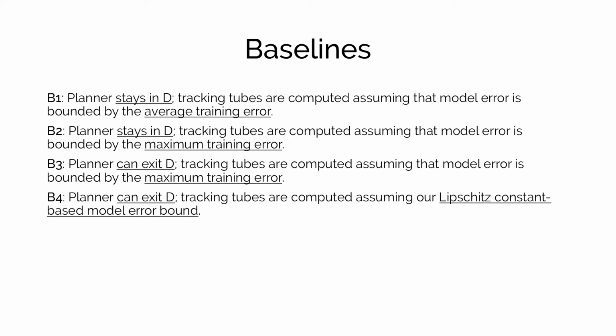B1 remains within D, but computes tracking error tubes using a naive model error bound, assuming that the model error within D is uniformly bounded by the mean training error. B2 also remains in D and assumes the model error is uniformly bounded within D by the maximum training error. B3 can exit D and uses the naive maximum training error bound. B4 uses our Lipschitz-based error bound, but can exit D in planning.